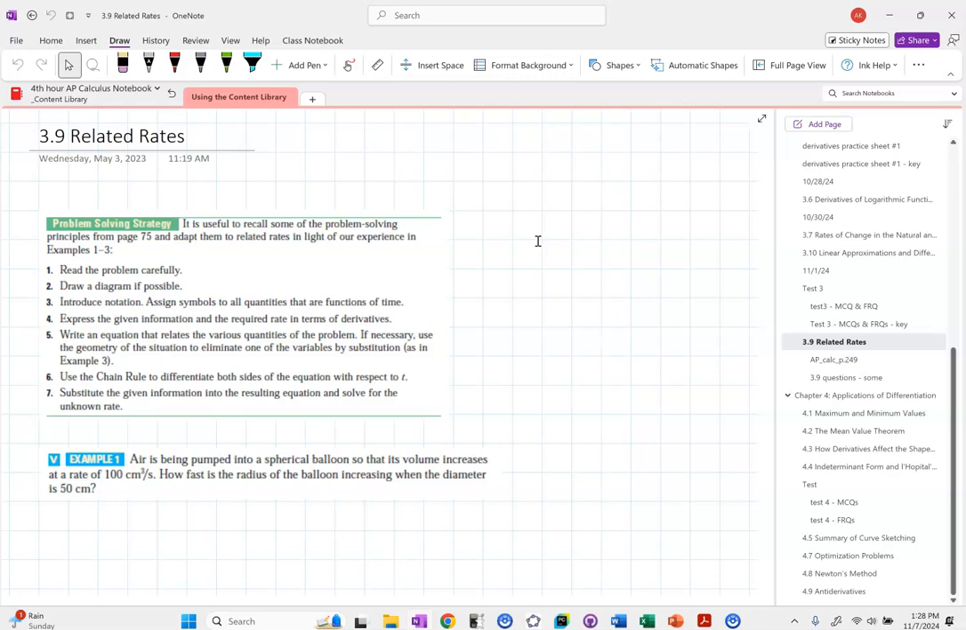I do have 2 days planned to do this, so we'll do a general lecture with examples, and we'll have a day for you guys to do some additional practice in class. So I am planning for 2 days on this topic.